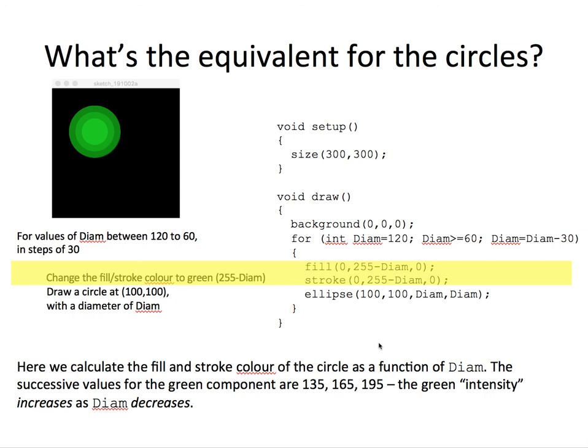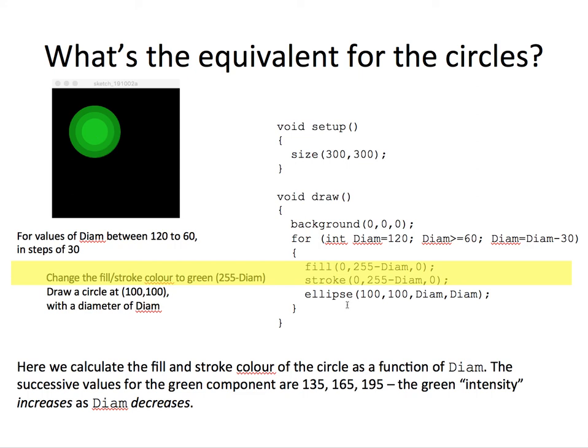If we think about it, if diam starts at 120, then 255 minus 120 is 135. Next time around the loop, diam is 90, so 255 minus 90 is 165, which is obviously greater than 135. And then next time around the loop, diam is 60, so 255 minus 60 is 195, which again is more intense. So you can see how you relate the diameter of the circle to the intensity of the green component.